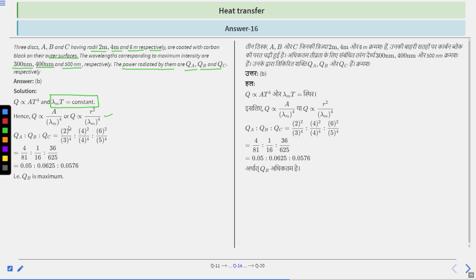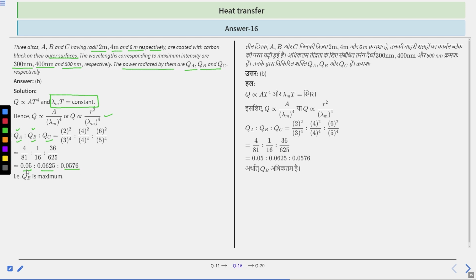So the ratio of their powers QA, QB and QC is 2 whole square divided by 3 whole power 4, 4 square divided by 4 whole power 4, and 6 square divided by 5 whole power 4. Solving this ratio, you will get 4 by 81 for QA, 1 by 16 for QB and 36 divided by 625 for QC. Solving these terms, you will get 0.05 for QA, 0.0625 for QB and 0.0566 for QC.